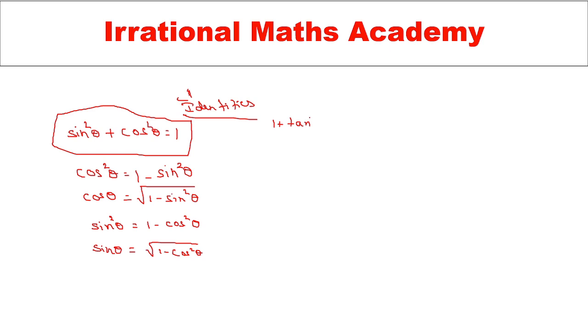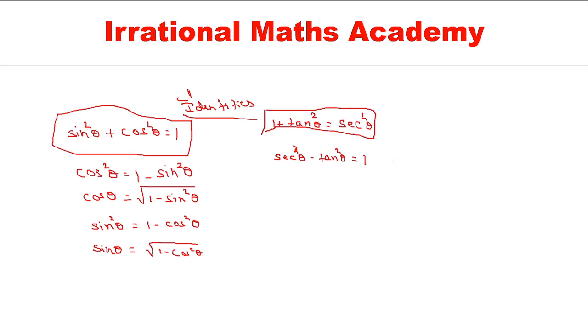1 plus tan squared theta equal to secant squared theta. Very, very important identity. Second identity. Okay. Now, I'll leave 1 here. And if I take this tan squared theta to that side, what happens? Secant squared theta minus tan squared theta, value is what? 1.